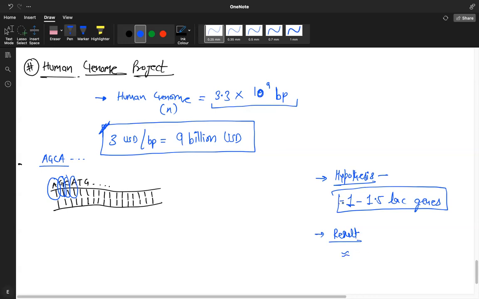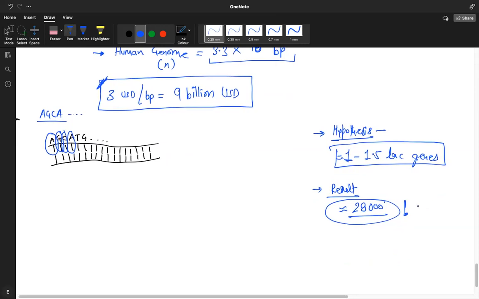Approximately 28,000. That's it. Surprised? Disappointed? They were very disappointed. We have just 28 to 29,000 genes in our body.